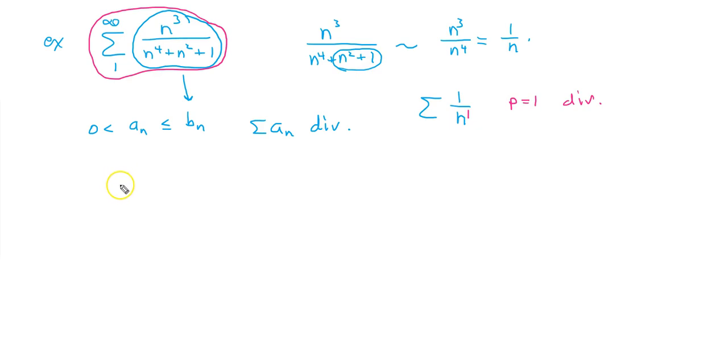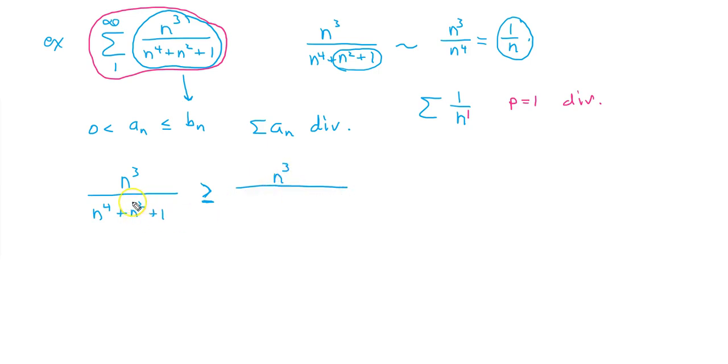All right, so we need to start out with n cubed over n to the 4th plus n squared plus 1. And we need to make it a little bit smaller. We'd like to end up with something that looks like 1 over n when we do this. Now to make this a little bit smaller, what we want to do is make the denominator a little larger. Okay, so what we're going to do is this.